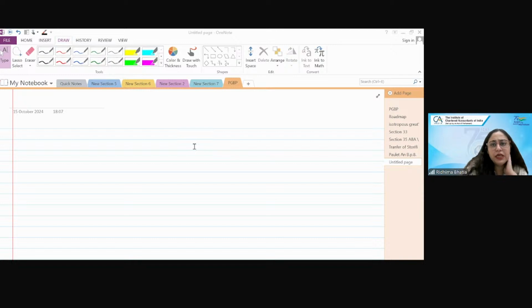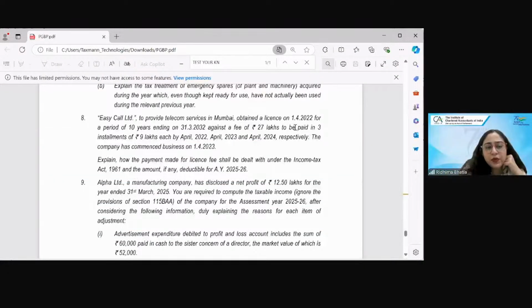अब यहाँ पे सोल्यूशन में देखते हैं क्या है. स्क्रीन दिख रहा है सबको? अच्छा, मैंने दूसरी स्क्रीन शेयर कर दी, सॉरी. Obtained a license on 20 April 2022 against a fee of 27 lakh to be paid in 3 installments of 9 lakhs each by April 22, 23, 24. Fine. इससे हमें कोई लेना देना नहीं है.